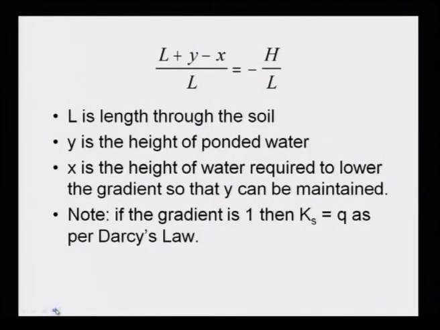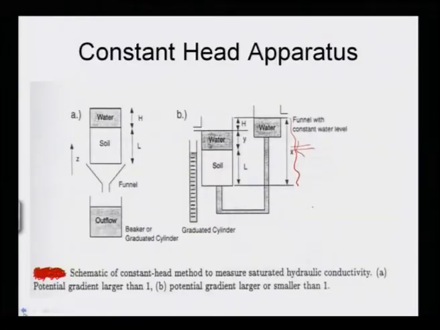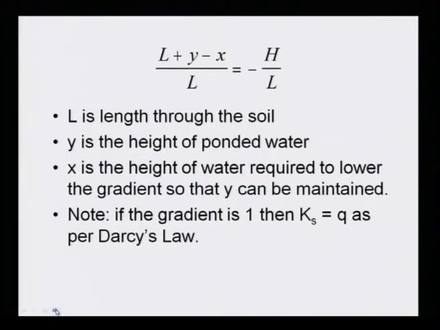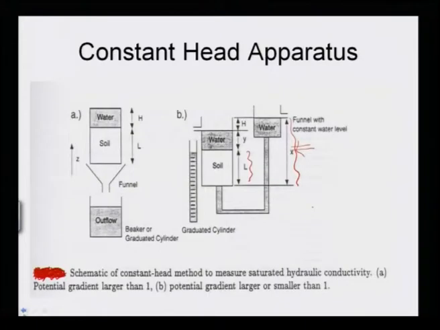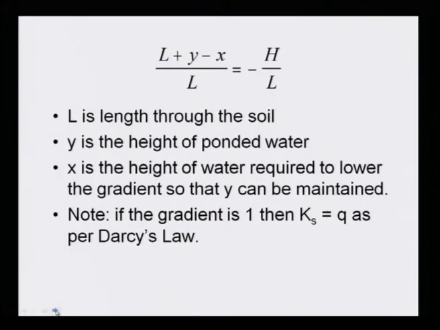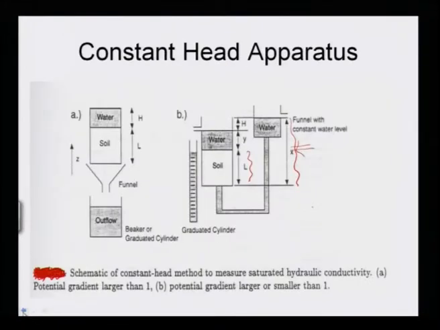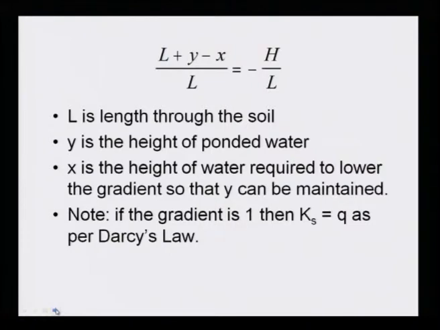L is the length through the soil. Water passes through the soil from here to here, and this is called the length. Y is the height of ponded water, that means the height of the water above the soil. X is the height of water required to be lowered, so that Y is always maintained. If the gradient is 1, then Ks is equal to Q as per Darcy's law.